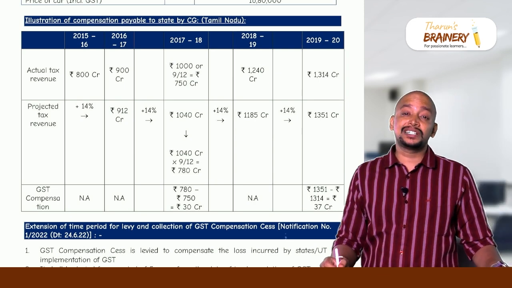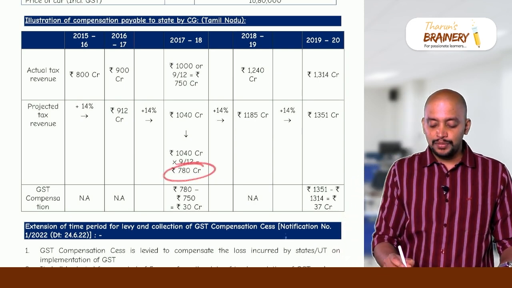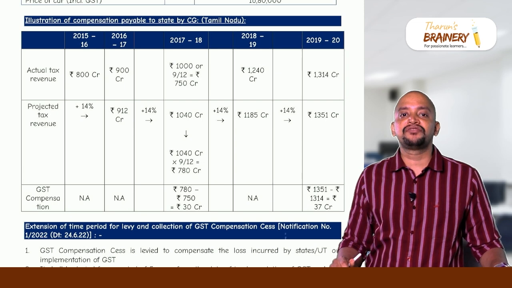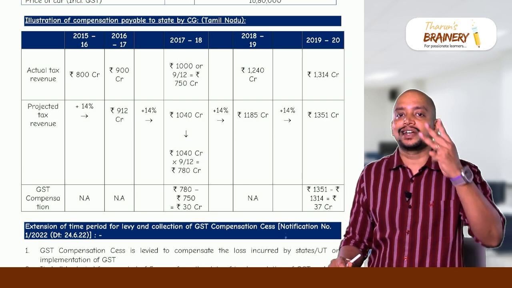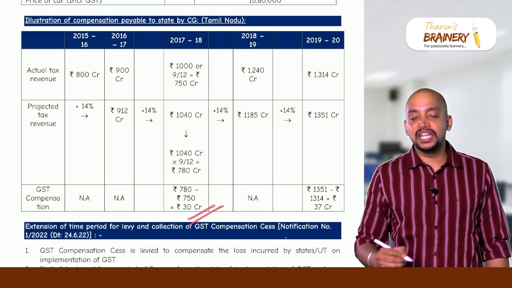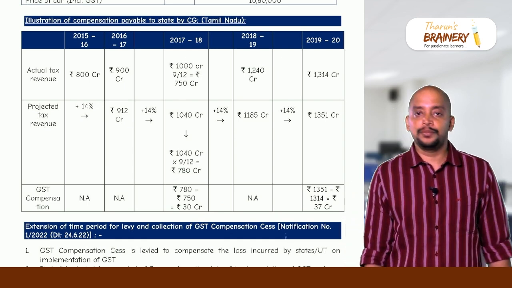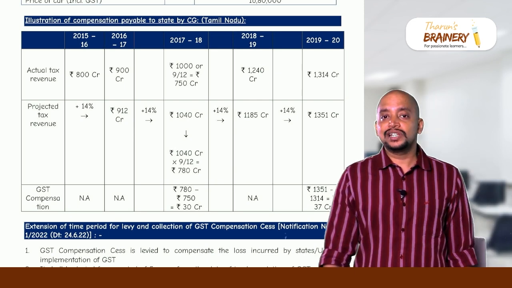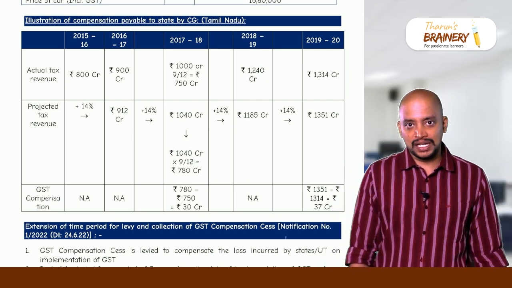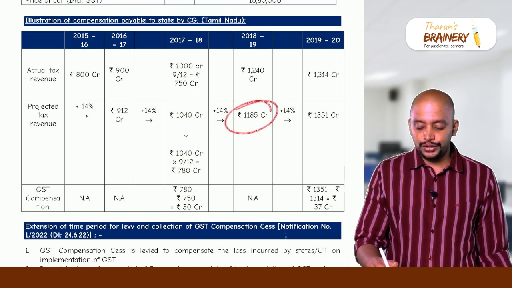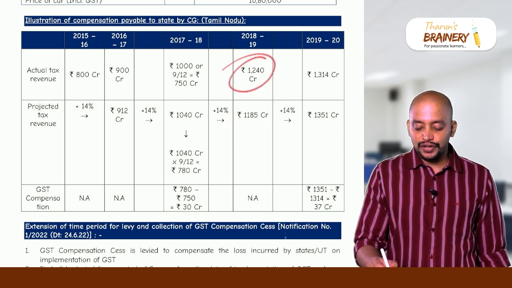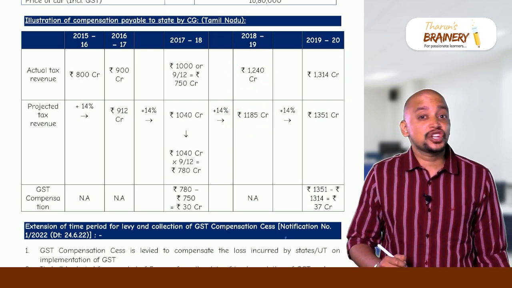The projected tax revenue was 780, but the actual was 750. So the shortfall is 30 crores, and that 30 crores will be given as compensation by the central government to the Tamil Nadu state government. Then in 2018-19, full year GST is applicable. The projected revenue was 1185 and the actual revenue 1240. Is there any shortfall? No.